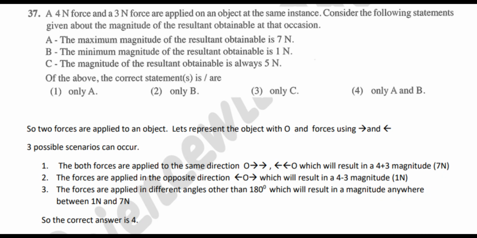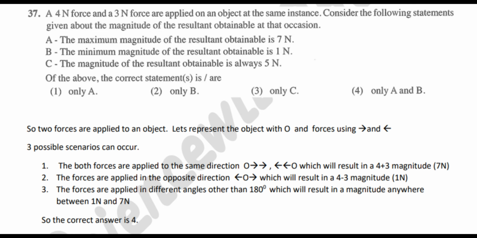37th question. A 4 Newton force and a 3 Newton force are applied on an object at the same instance. Consider the following statements given about the magnitude of the resultant obtainable at that occasion. So, two forces are applied to an object. Let's represent the object with O and the forces with arrows. So, there are three possible scenarios when two forces and one object are present.